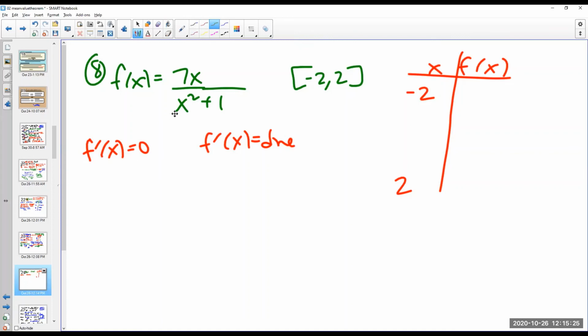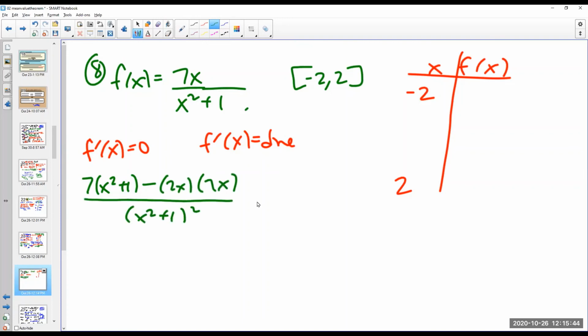All right, so let's take the derivative of this. This is going to be quotient rule. So the derivative of the first times the second minus, what's the derivative of x squared plus 1? 2x times the first. That's your numerator. Put it over the denominator, and don't forget to square it. It's very intimidating, but here's the thing. Remember, you're just setting it equal to 0.